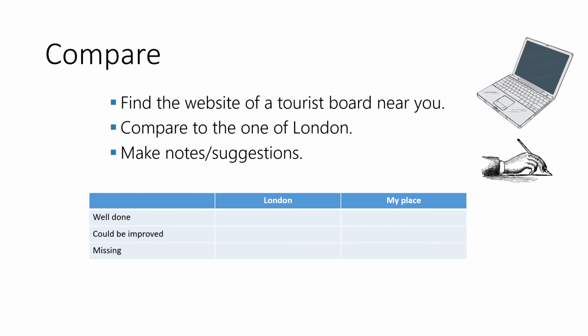Now your task is to find an online website of a tourist board near you. It can be your town, city, or your county. You should visit it and compare it to the one of London. And you should make notes or suggestions on what is done properly, what could be improved, and what is missing. So compare the website of the London Tourist Board and the tourist board near you.